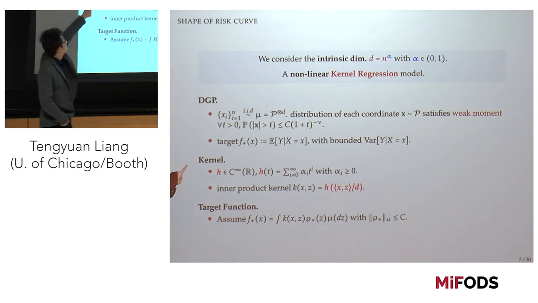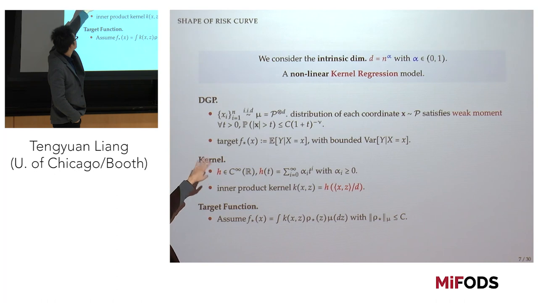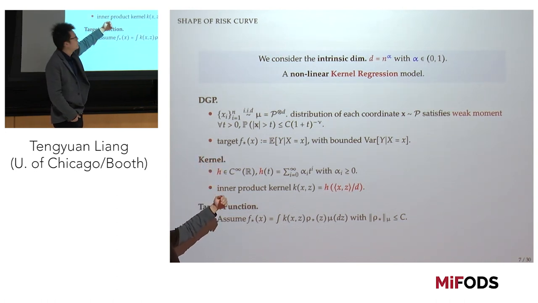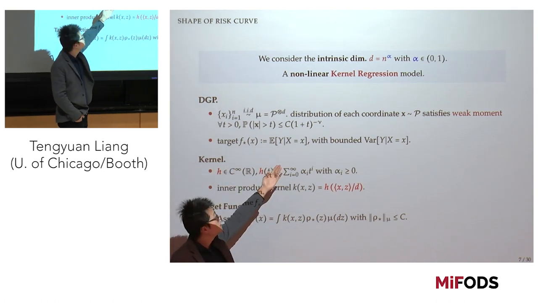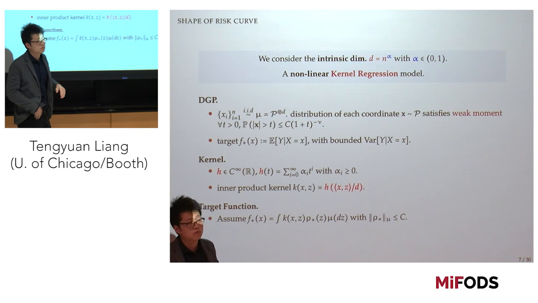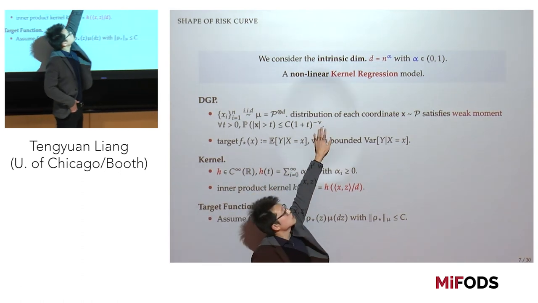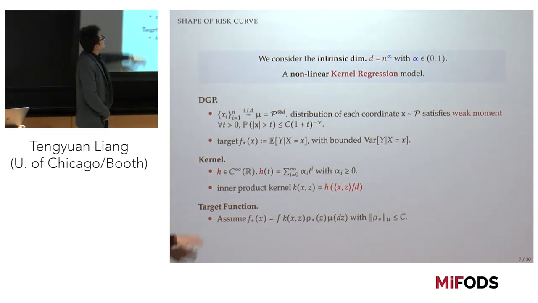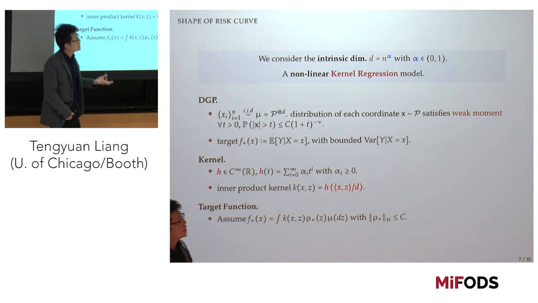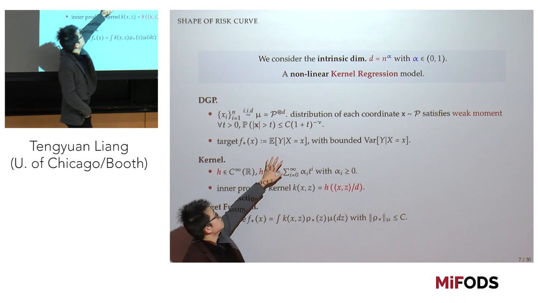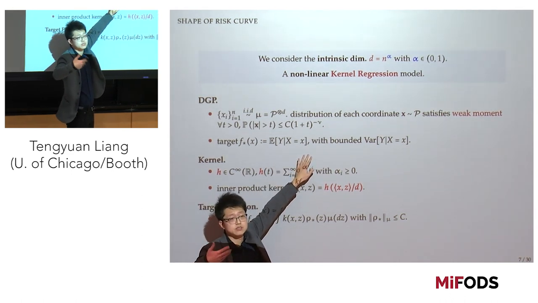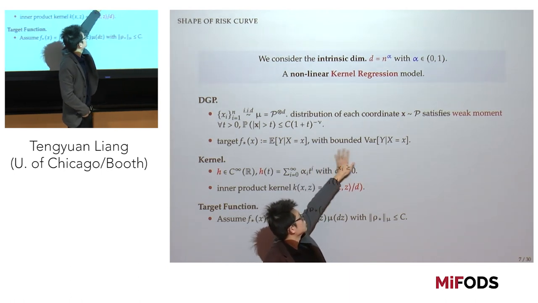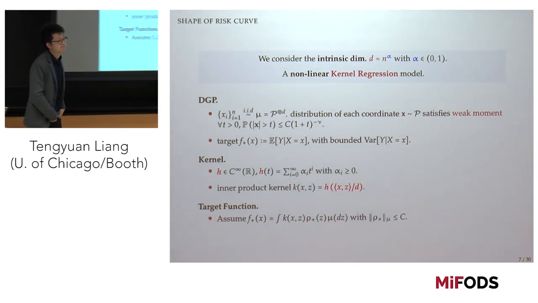So here the data xi, we observe n data points. Each one is iid, drawn from a d-dimensional distribution. The distribution is actually a product distribution, and each coordinate is independent. The distribution of each coordinate satisfies some weak moment conditions. I will talk about how many moments we need later when we get into the details. And the target function is the conditional mean, which is the one that we are interested in. We're interested in the case where, even conditional on the data, there's still a significant amount of noise. That's the statistical question we're interested in. But assume the conditional variance is bounded in second moment.